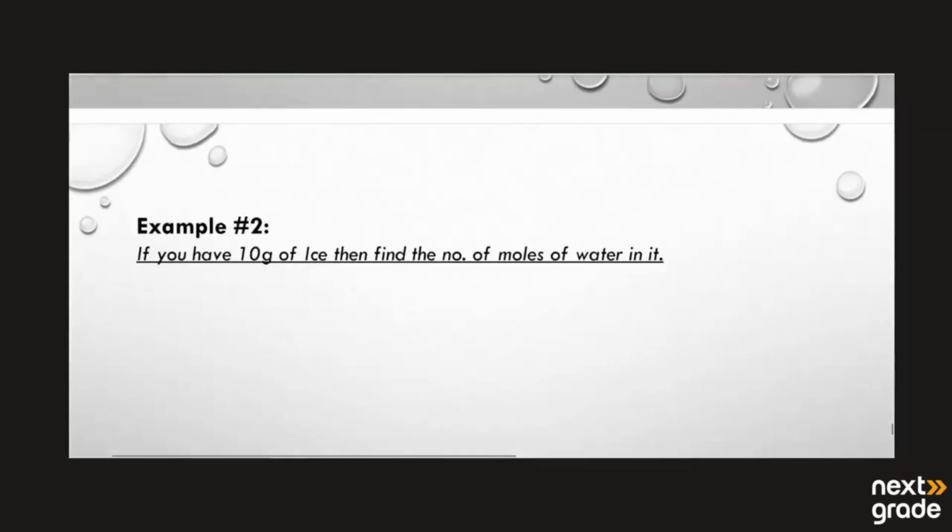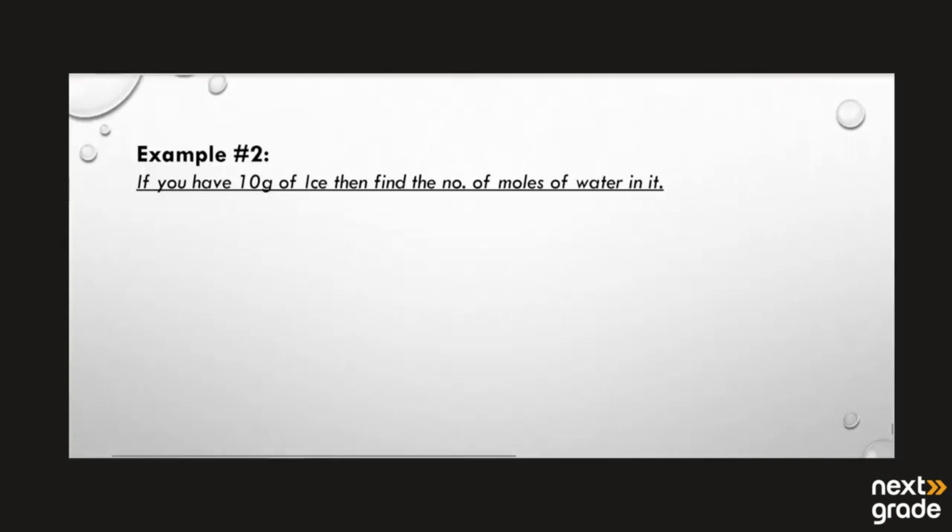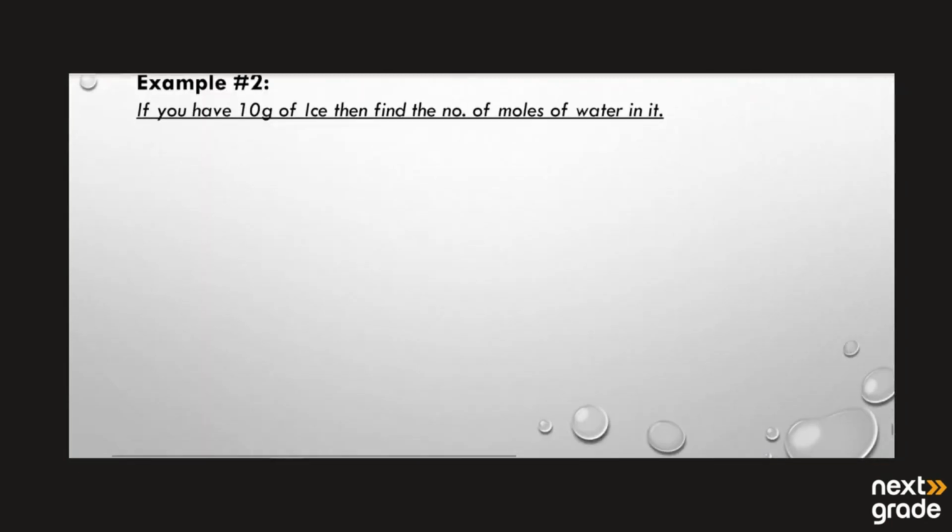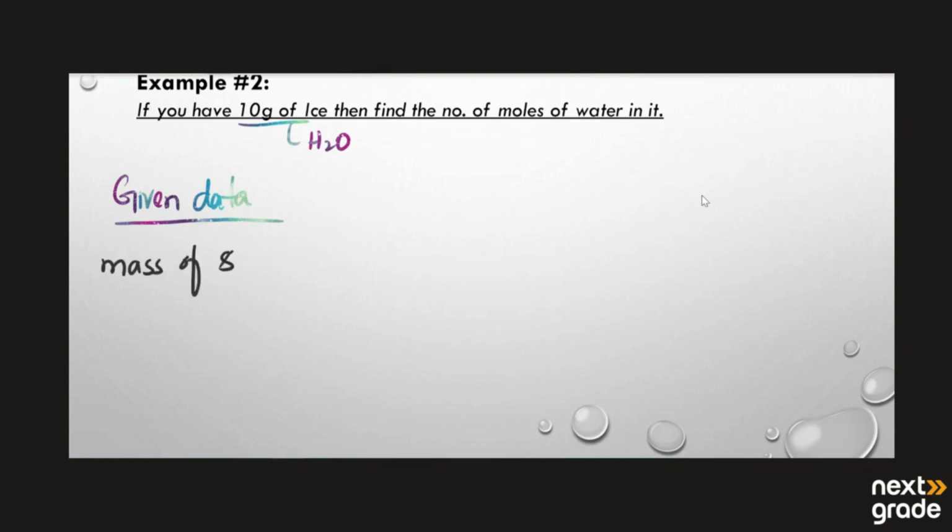Next, let's discuss a second example. If you have 10 gram of ice, then find the number of moles of water in it. If we have 10 gram of ice, ice means we have water, because ice is made up of water molecules. So let's write the given data. The given data is the mass of substance, and the mass of substance present is 10 grams.